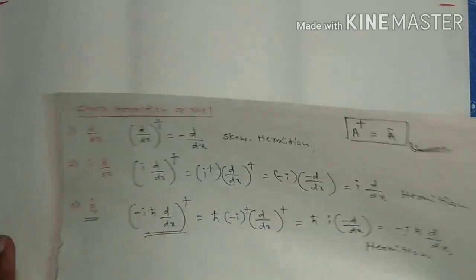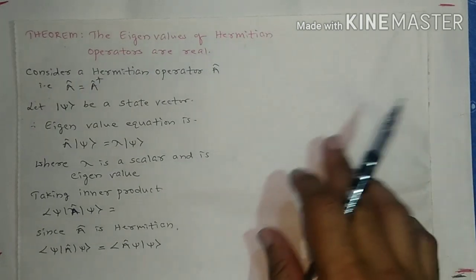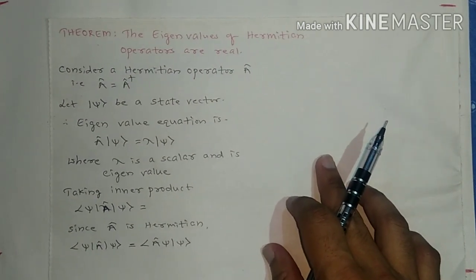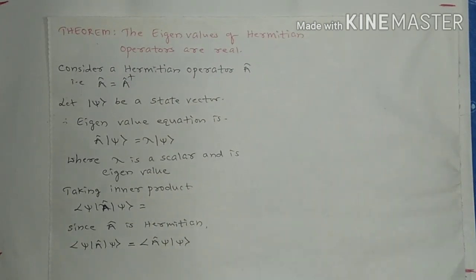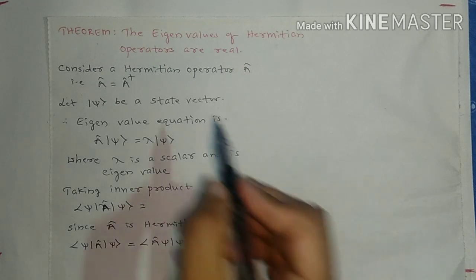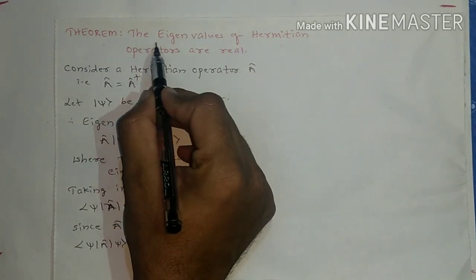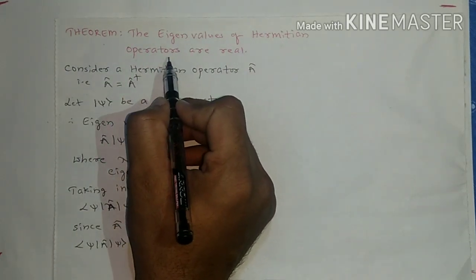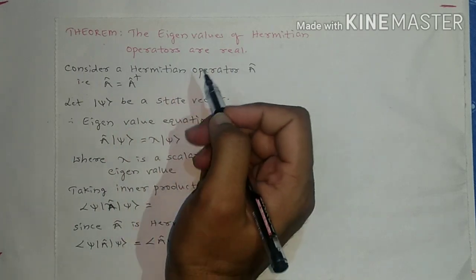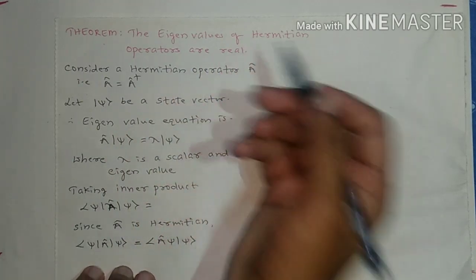Next, let us study a few theorems or properties of Hermitian operators. These two theorems are very important. The first theorem is: the eigenvalues of Hermitian operators are real. So let us prove this one.